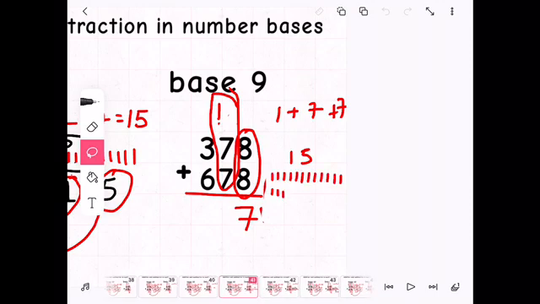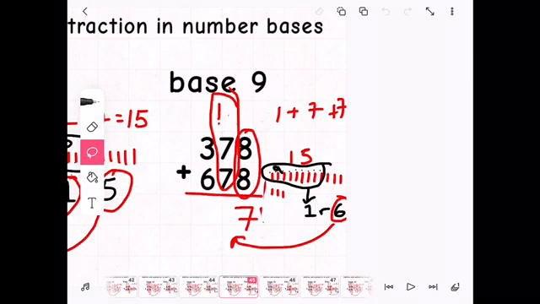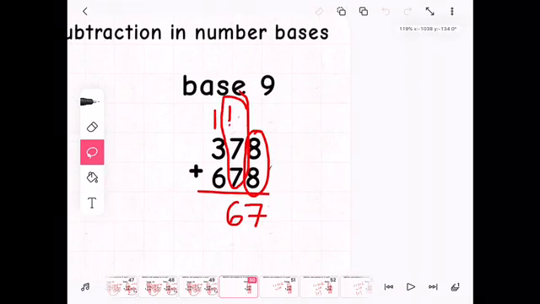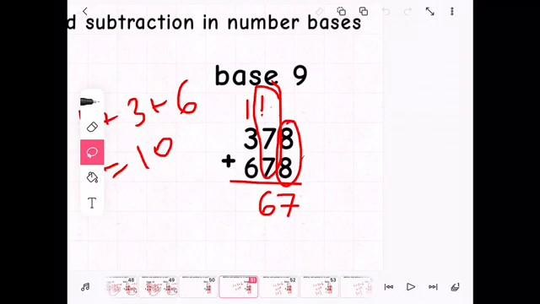Just 1, but this time there will be a remainder of 6. So I write the remainder in the column I'm dealing with, and the 1 goes into the next column as 1. So I write the 6, and I have my 1 in the next column, which I can add to get 10 in the next column.